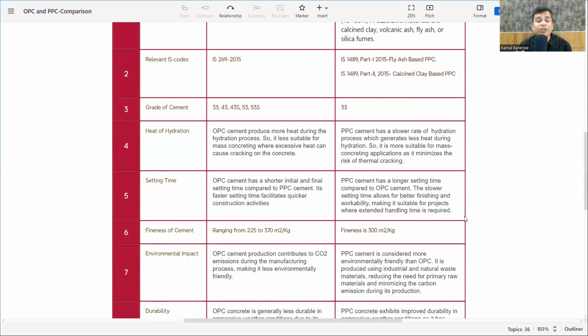On the other hand, what is PPC? PPC cement has a slower rate of hydration, which generates less heat during hydration. So it is more suitable for mass concreting applications as it minimizes the risk of thermal cracking. What does it mean? That means the heat of hydration is less, so the core temperature will be less, so that there will be no thermal crack.